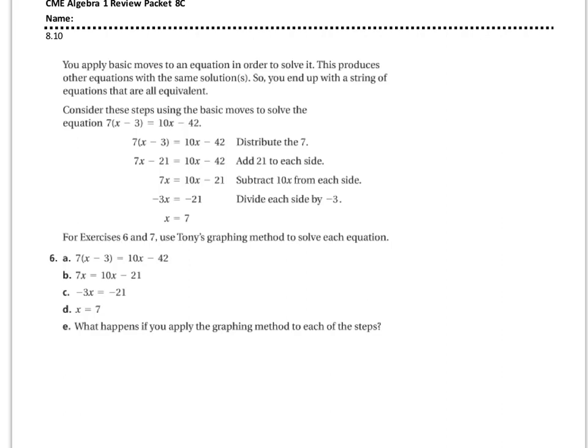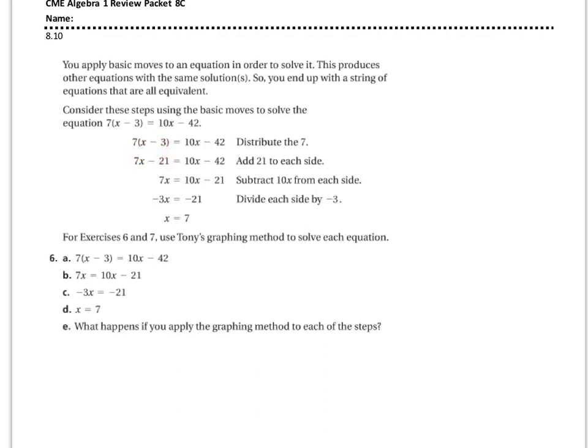Lesson 8.10, review packet 8C. So you apply basic moves to an equation in order to solve it. If you look at, in order to solve this, then you distribute 7 to both sides right there. So you get 7x minus 21.